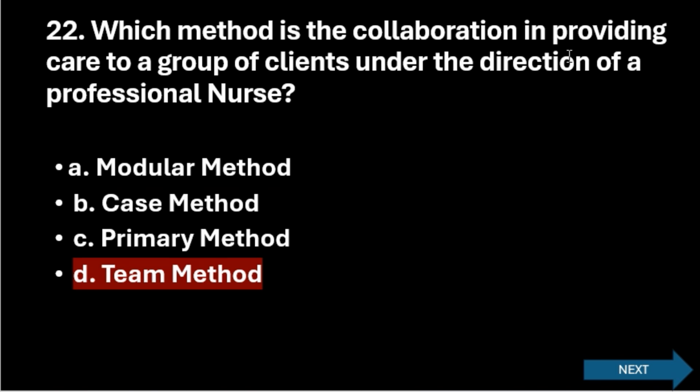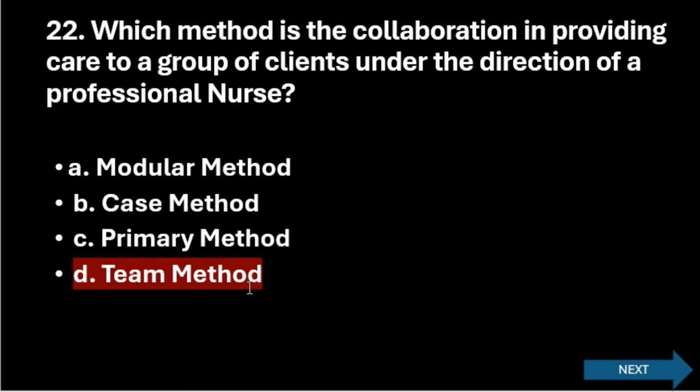Which method is collaboration in providing care to a group of clients under the direction of a professional nurse? Modular method, case method, primary method, team method. Here the answer is team method, because in team method a professional nurse will observe the team members to execute the plan.